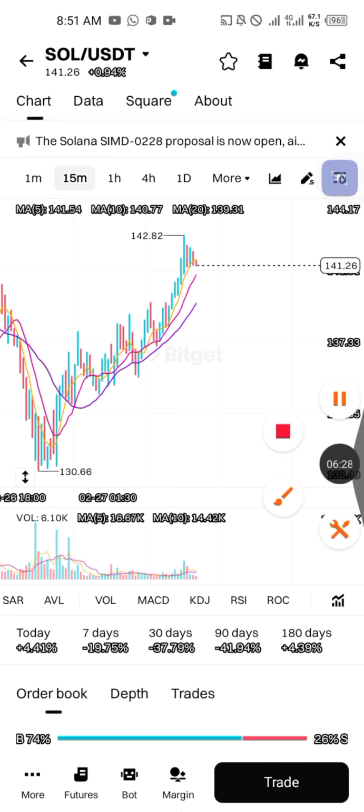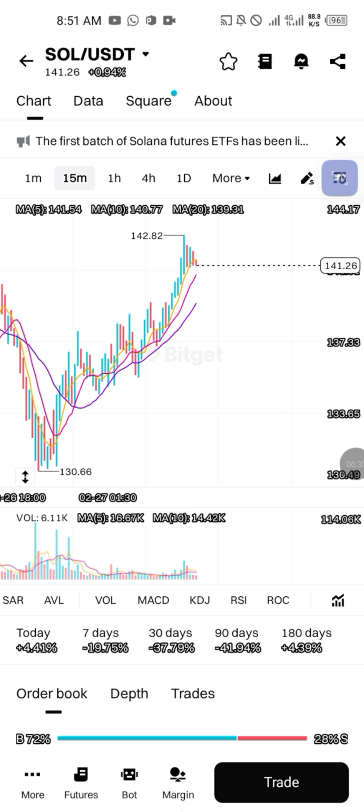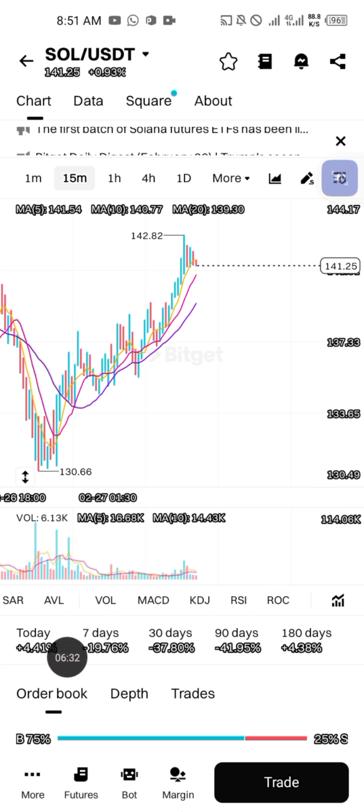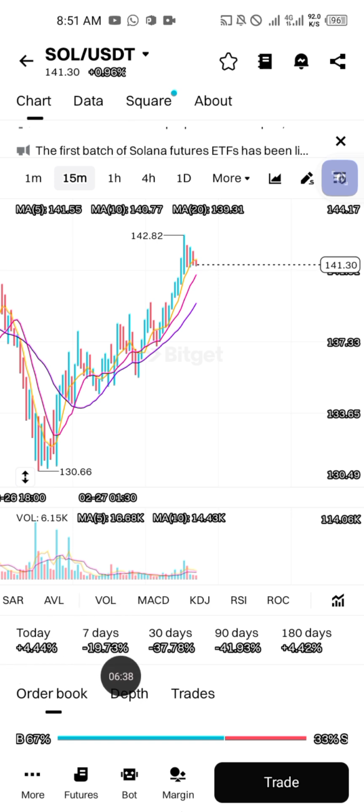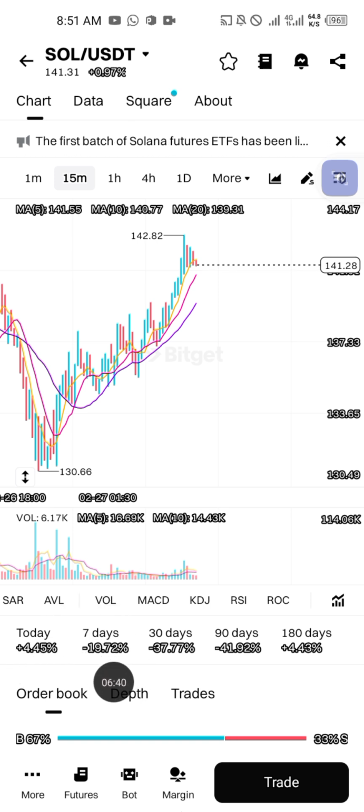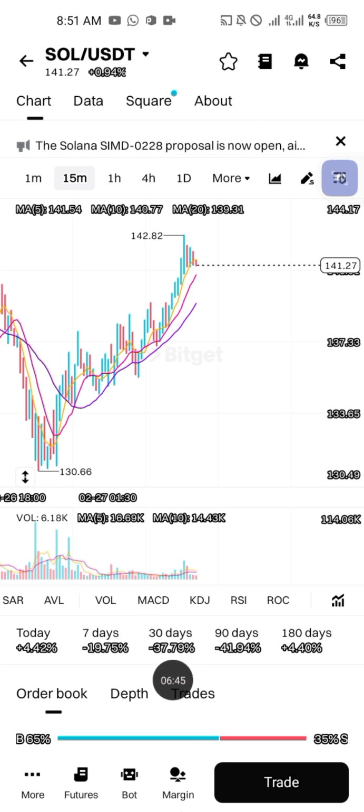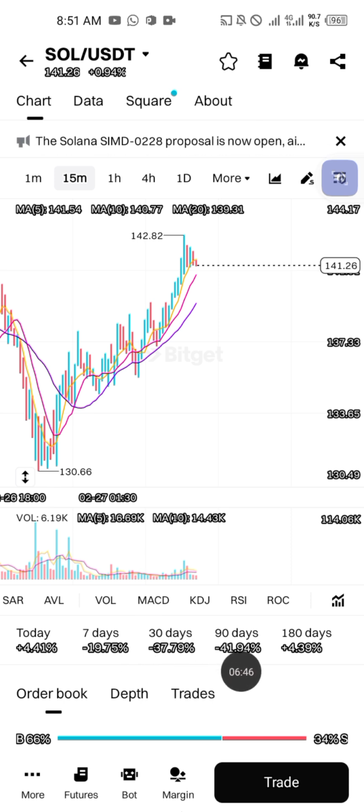It's showing all the price action. If you check right here, it's showing that the market is up by 4% in 24 hours, and in 7 days the market is minus 19, right? And in 30 days the market is minus 30, and in 90 days the market is minus 41. And in 180 days the market is 4 plus, which is 4x.